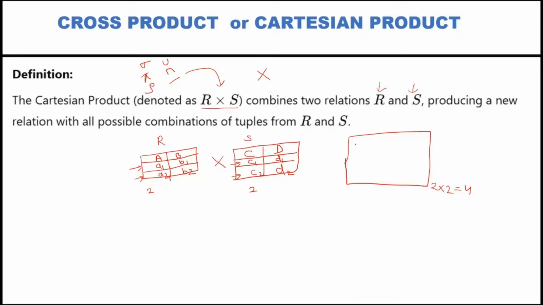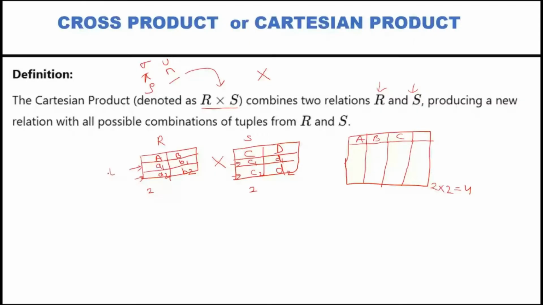All the attributes from R and all the attributes from S. So first it will have A, then B, then C, then D. Now from the definition, what it is saying is that you have to make a combination of every tuple within one relation with the tuples in the other relation.